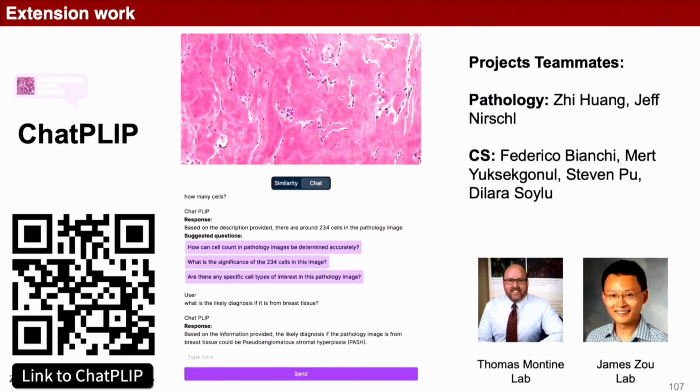And what's next? We are working on a large language model called ChatPLIP. With that, it can answer basic pathology questions such as the number of cells in your input image. And if the user asks what the likely diagnosis is if it's from breast tissue, it will also give you the correct answer, which is PASH.